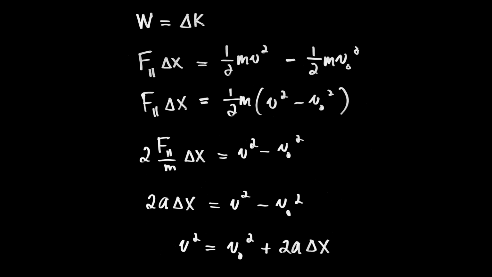F parallel divided by m, though, is equal to acceleration, because Newton's second law is F is equal to ma. So F divided by m is a. And as a result, here on the left-hand side, I have 2a delta x is equal to the final speed squared minus the initial speed squared. And so the final speed squared is equal to the initial speed squared plus 2a delta x. That equation of kinematics, which I derived to solve problems of motion with constant acceleration, is in fact an algebraically manipulated expression of the work-energy theorem.